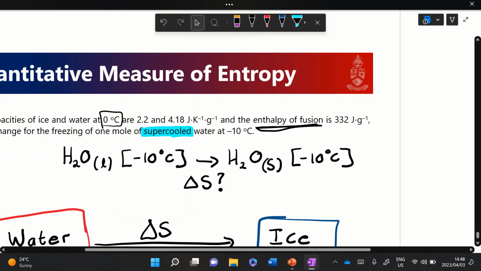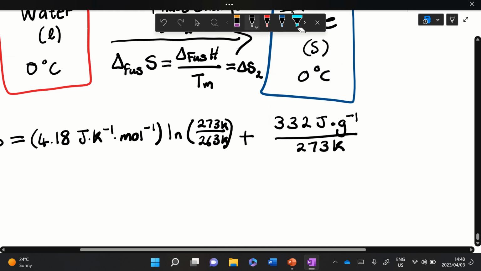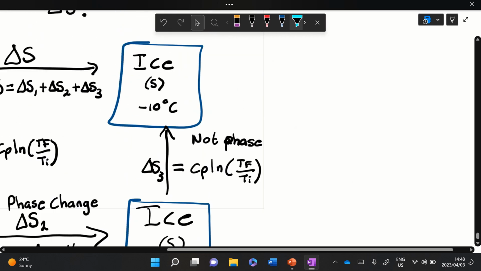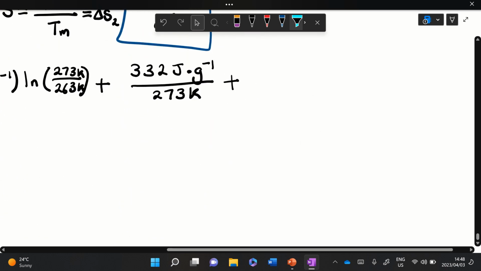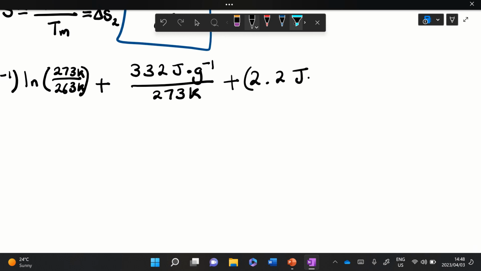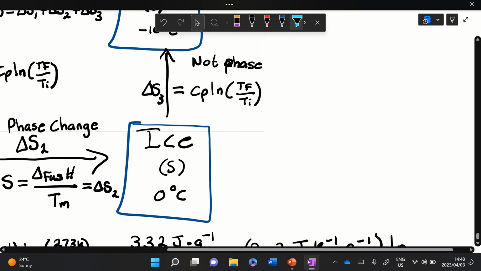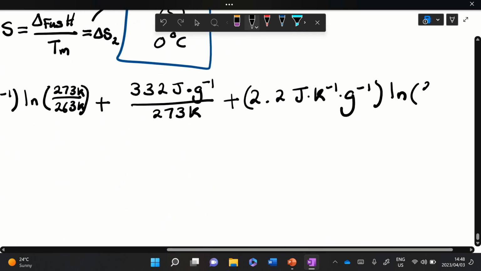Oh, they gave us these in joule per Kelvin per gram. I just realized I made a little boo-boo here. That's a gram. Okay, all is good. And then the last one again is that, and that's 2.2 joule per Kelvin per gram times ln. What is the final temperature? The final temperature is 263 Kelvin over 273 Kelvin.